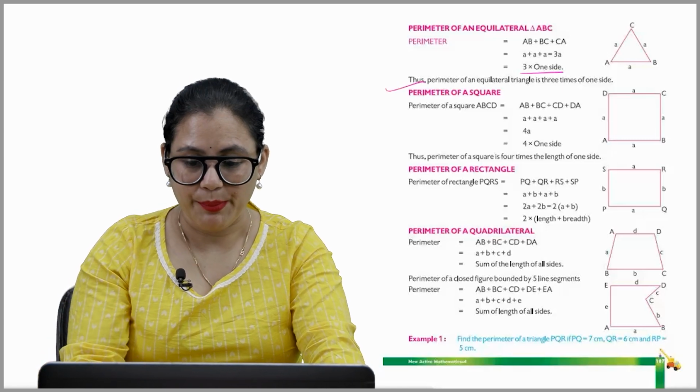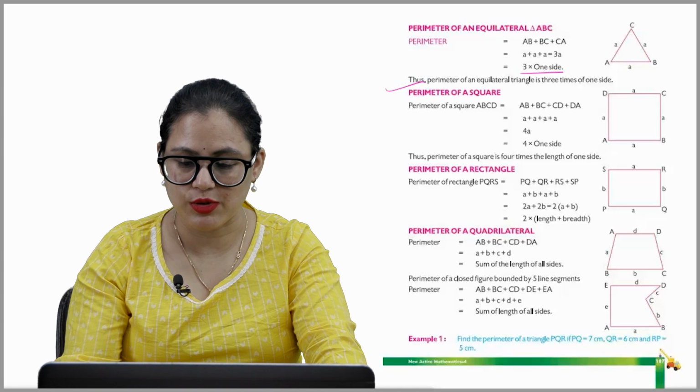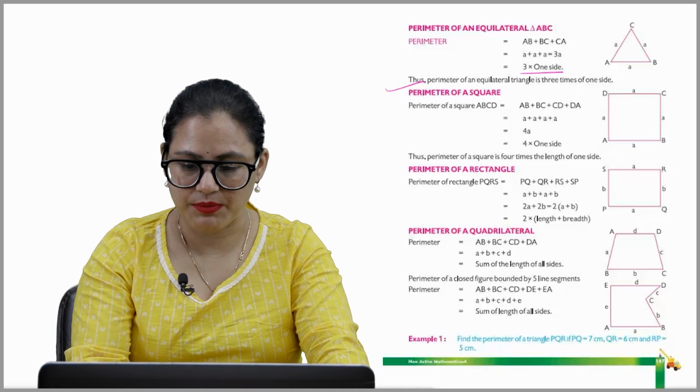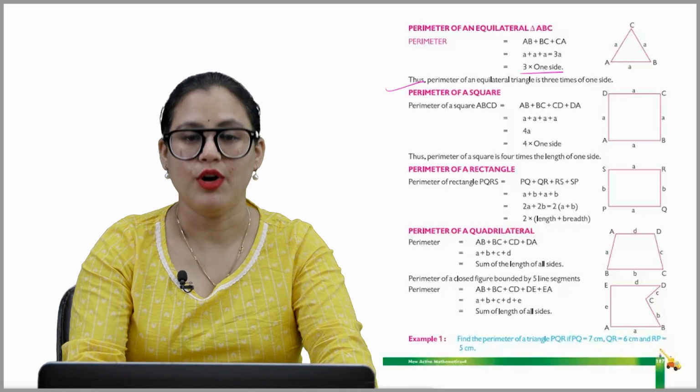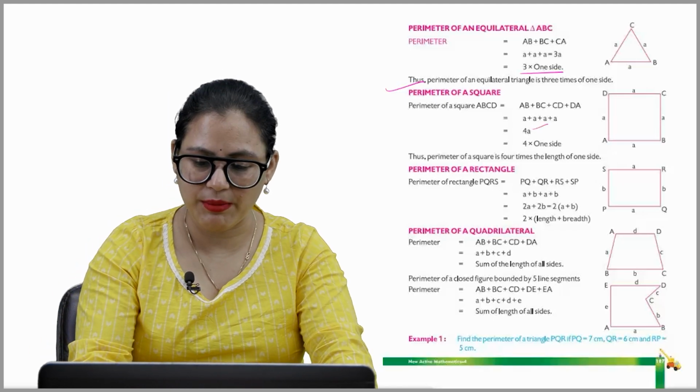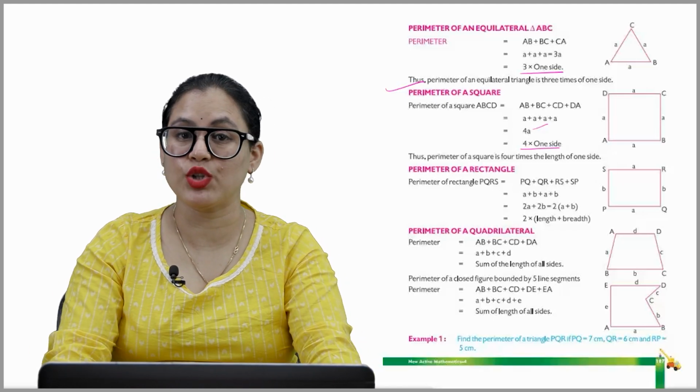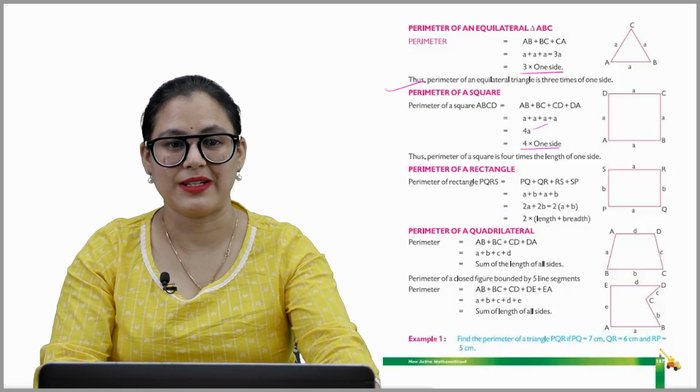Perimeter of a square. Perimeter of a square ABCD is equal to AB plus BC plus CD plus DA. That is a plus a plus a plus a, 4 times a. So 4a, and the formula is 4 into one side. Thus the perimeter of a square is 4 times the length of one side.